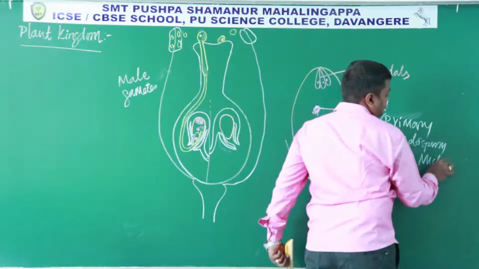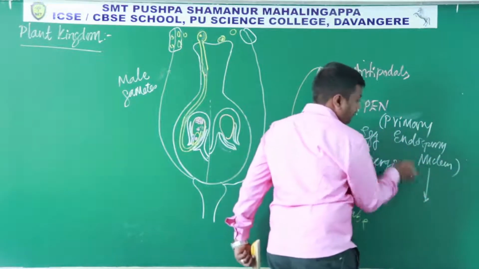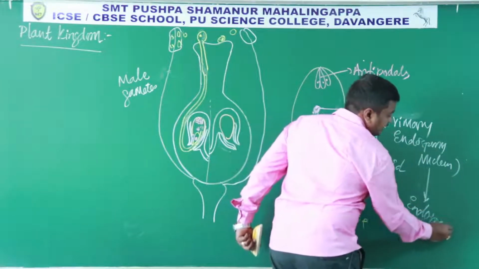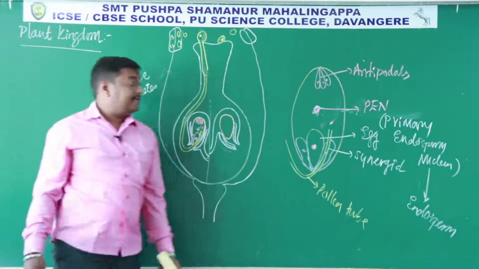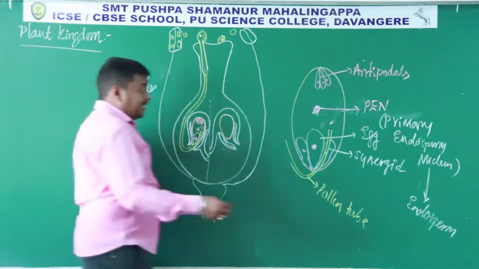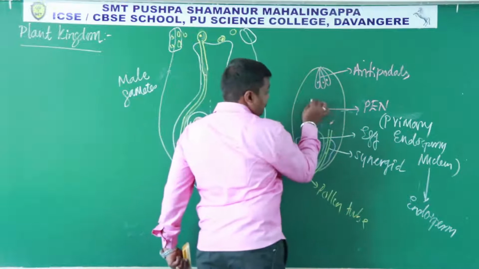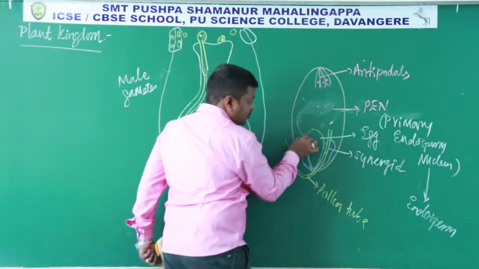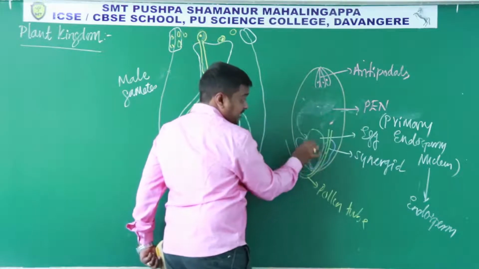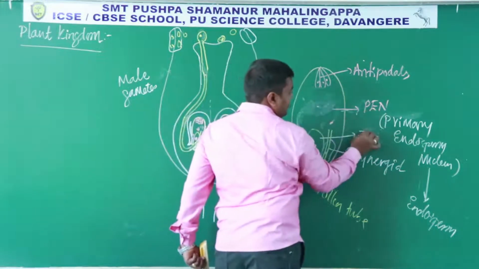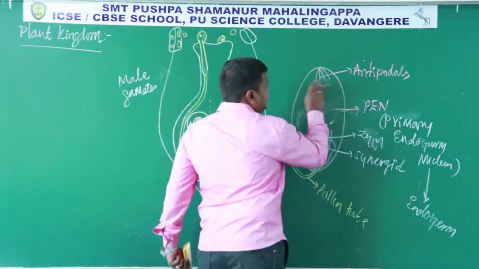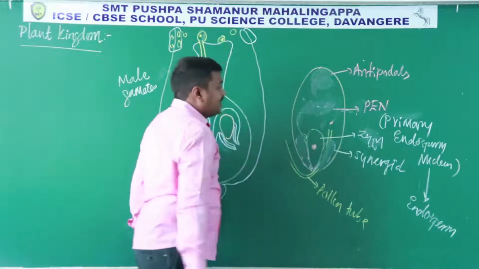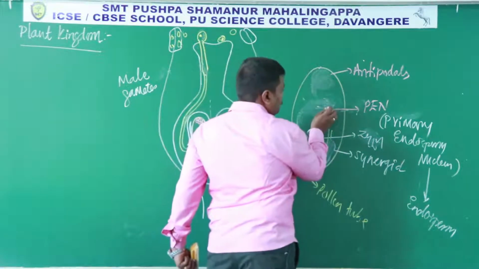nucleus. Later this nucleus develops into endosperm. In the later stage it develops into endosperm. Then this endosperm is used as an energy source, so it is consumed by the egg and the zygote. After fertilization it becomes a zygote and these degenerate. These synergids also degenerate. Now it consists of only endosperm.